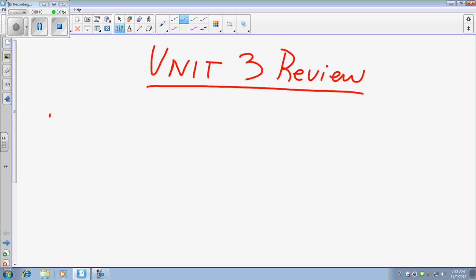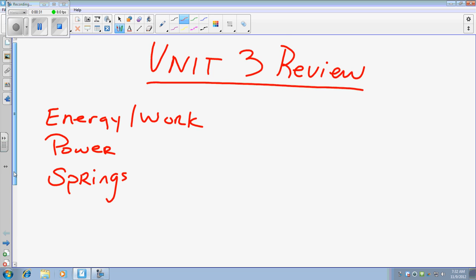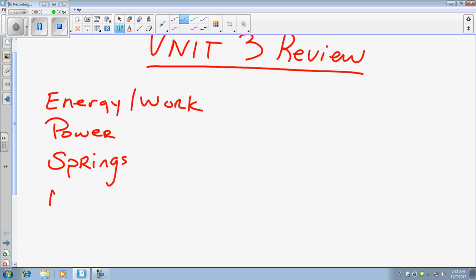The first topic that we covered really was energy and work, followed by power. After power, we really talked a lot about springs and some of the characteristics of springs. Then we go on to momentum and the conservation of momentum. And finally, impulse.